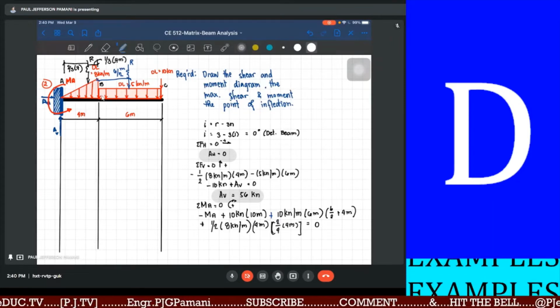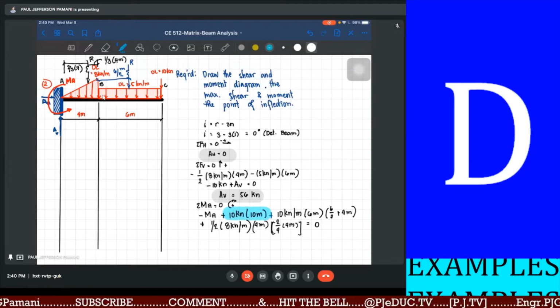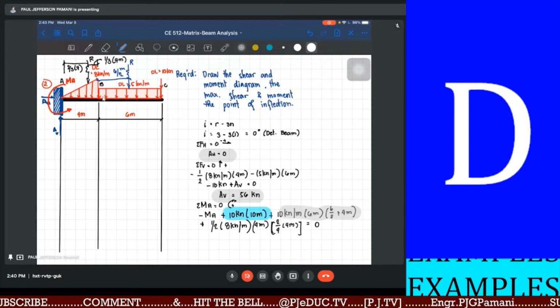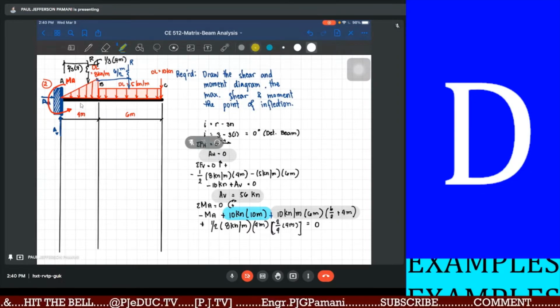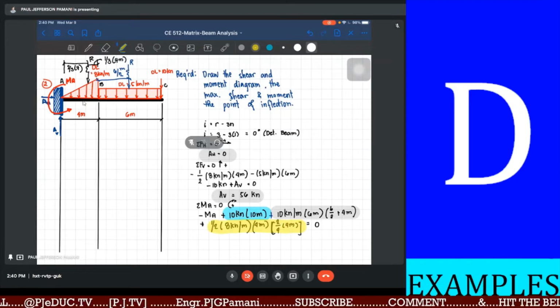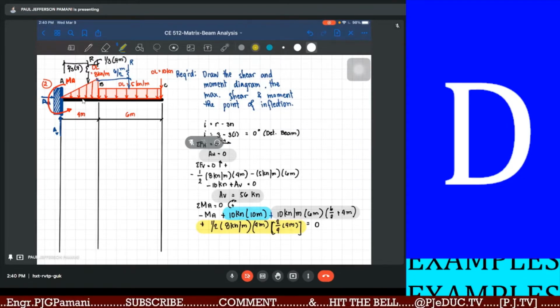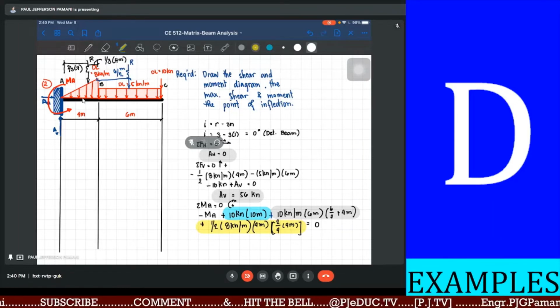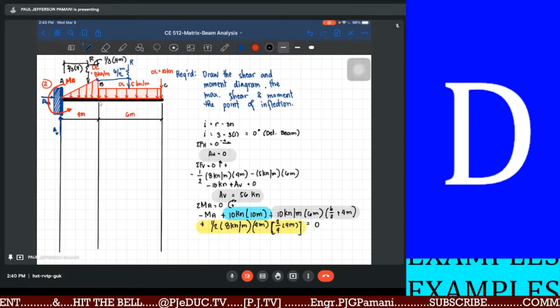Ulitin natin. Ito yung ating concentrated load. Ito yung ating uniformly distributed load, moment about point A. And ito naman yung ating varying load, moment about point A. Okay? Then, simplify, transpose to the other side, divide both sides by negative sign.